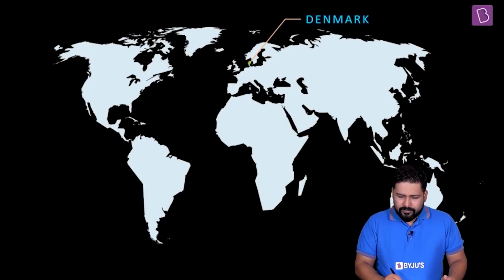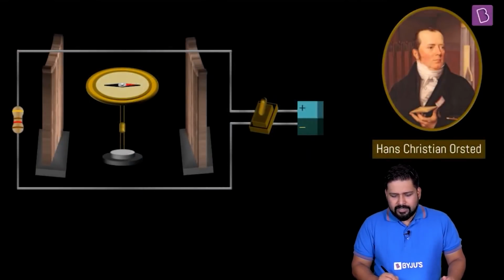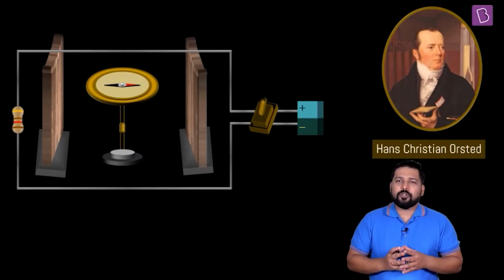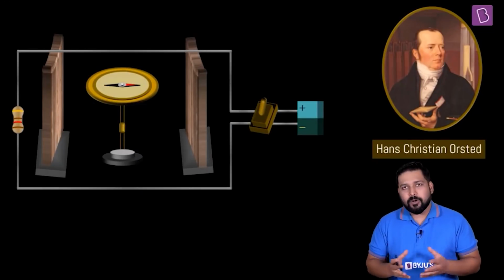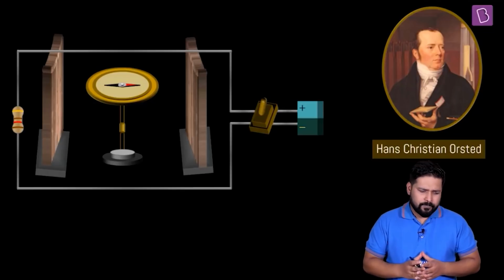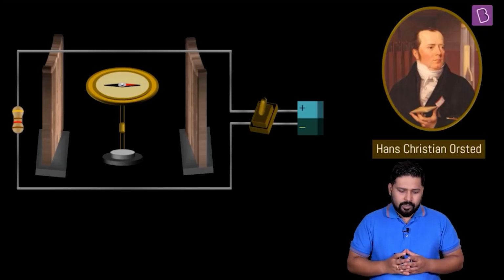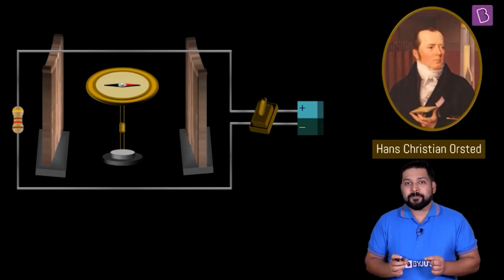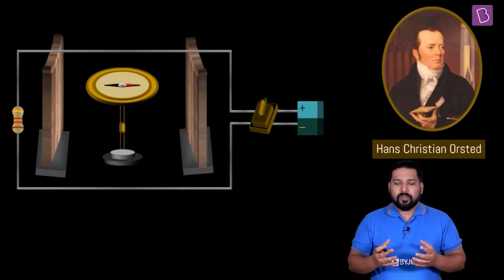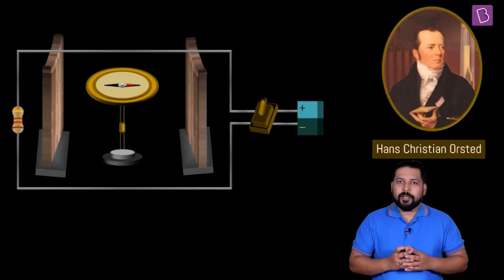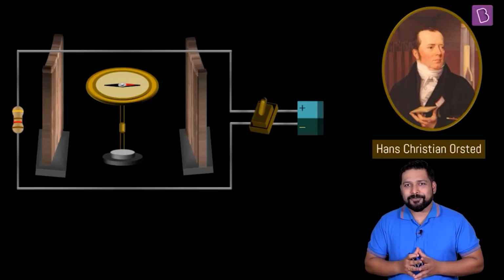So in the year 1820, there was a scientist, Hans Christian Oersted. You have probably also seen Oersted's experiment in your 10th standard, if you are from the CBSE curriculum, or other boards also mention it specifically. In this experiment, what he wanted to show was that when he had a wire and current was flowing through it, it started behaving like a magnet.